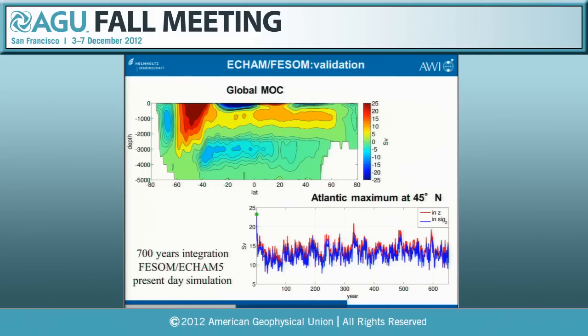It shows that the model needs above 100 years to adjust to the initial conditions. We start from climatology here, and this adjustment comes primarily from the ocean side. And we also have rather intensified interdecadal variability. We don't know whether it's good or not.